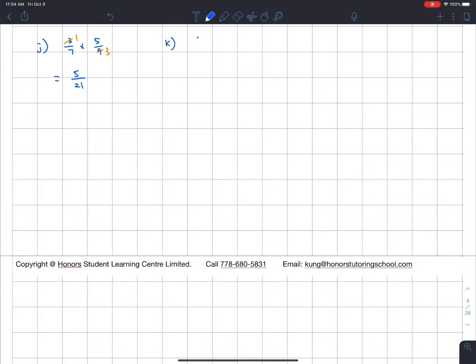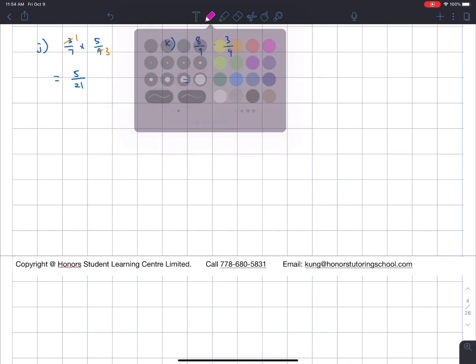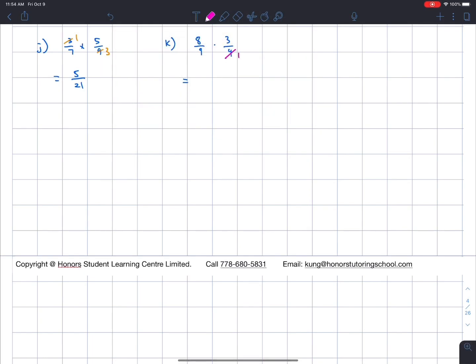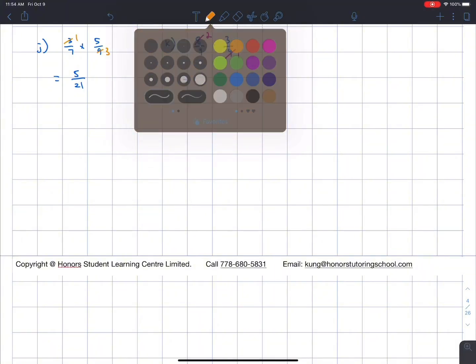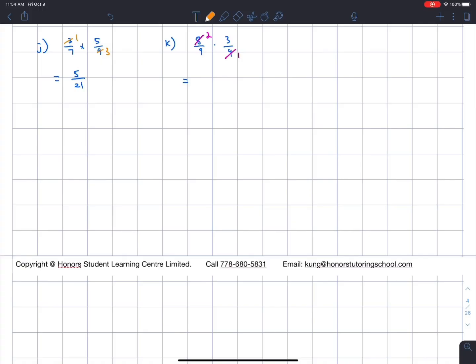K, 8/9 times 3/4. I can divide this denominator by 4 to get 1, this numerator by 4 to get 2. Remember, it's always one numerator and one denominator when we simplify. Divide the 9 by 3 to get 3, divide the 3 by 3 to get 1. Now I'm left with just 2/3.